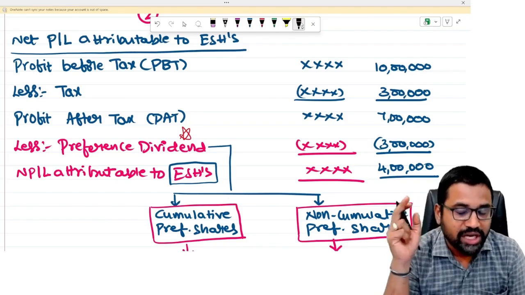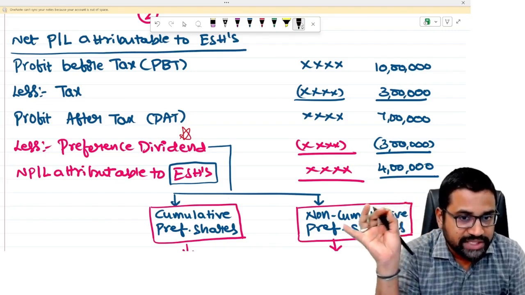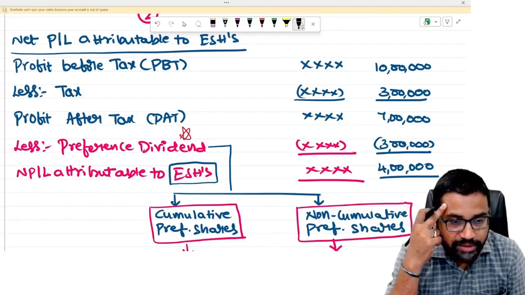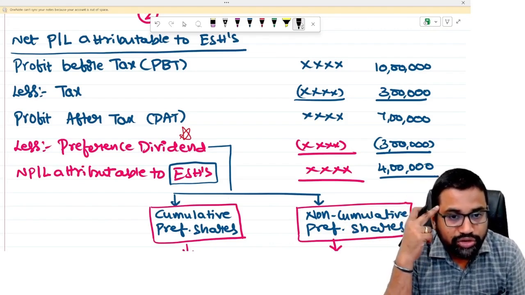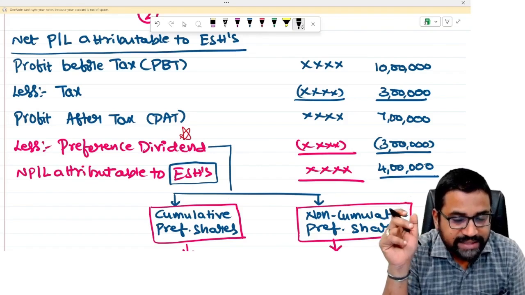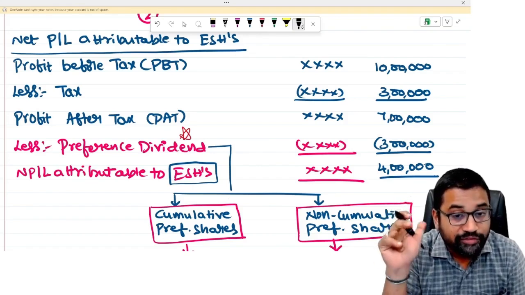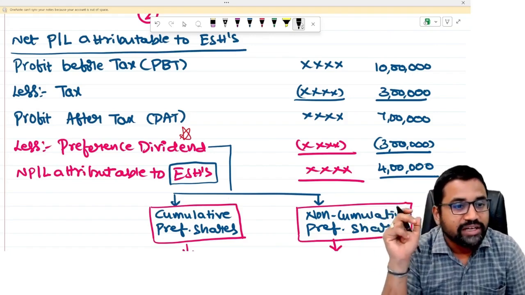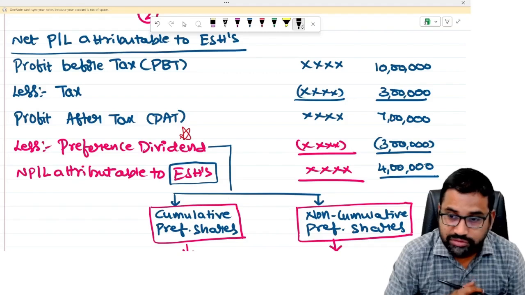So you remember this, how to calculate. Suppose there is a question from AS 20. Remember this first: net profit or loss during the period attributable to equity shareholders. How to get it? First PBT minus tax, profit before tax less tax, gives profit after tax, minus preference dividend. Then you will get net profit or loss attributable to equity shareholders.